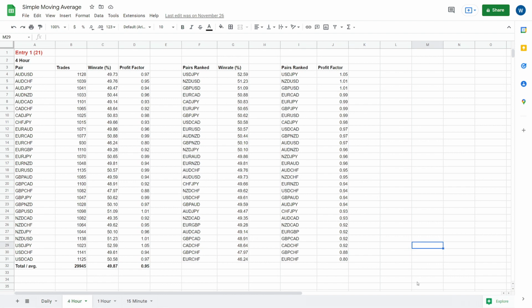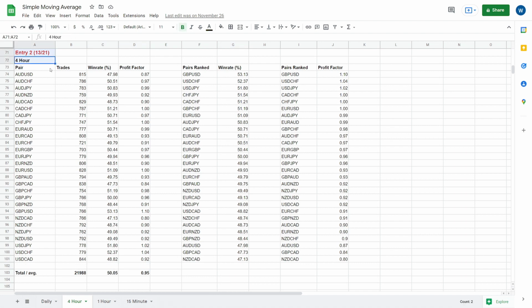In 4th place, we are on the 4-hourly time frame with entry 1 and an indicator period of 21. Here we have a win rate of 49.87% and a profit factor of 0.95. 3rd place is also on the 4-hourly time frame, and here we have entry 2 with indicator periods of 13 and 21. Win rate is 50.05% and profit factor is 0.95.